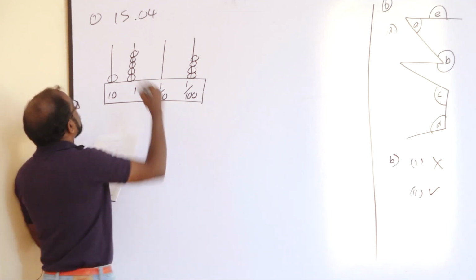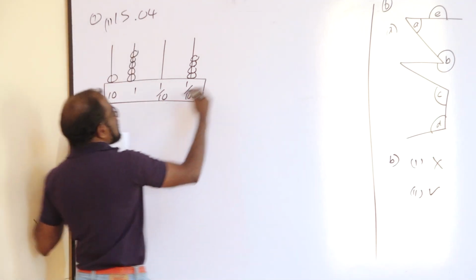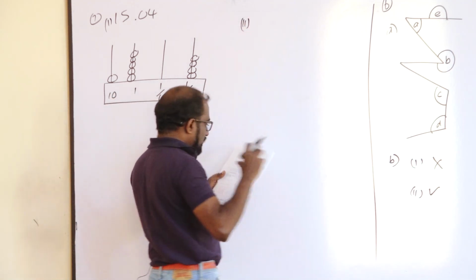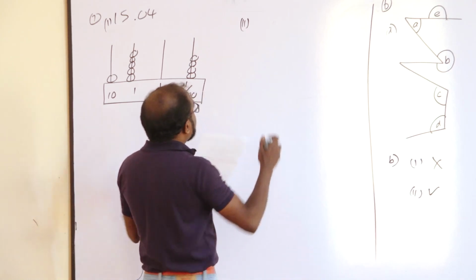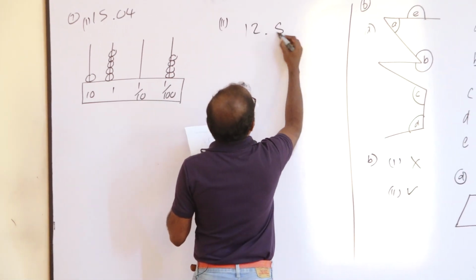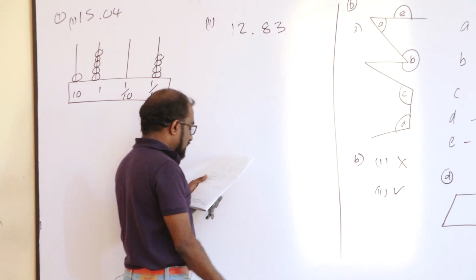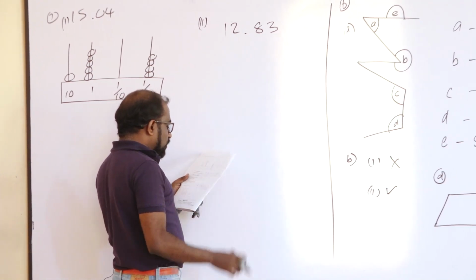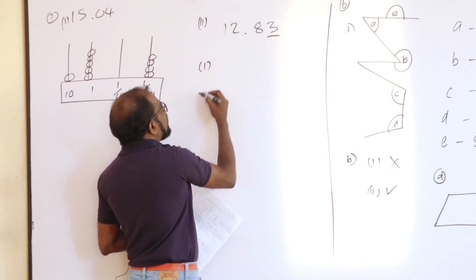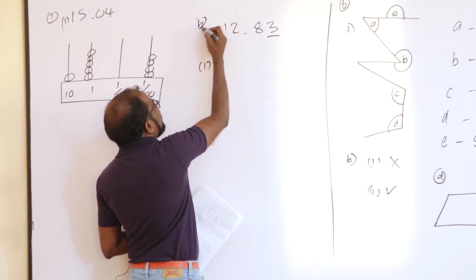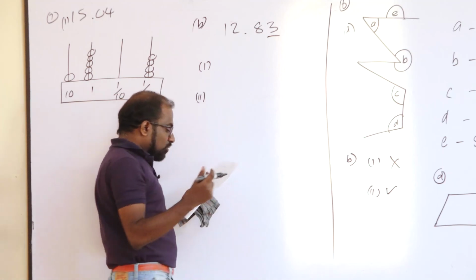Second one. Observe the number. Observe means to look carefully. Observe the number 12.83. Write the value represented by 3.